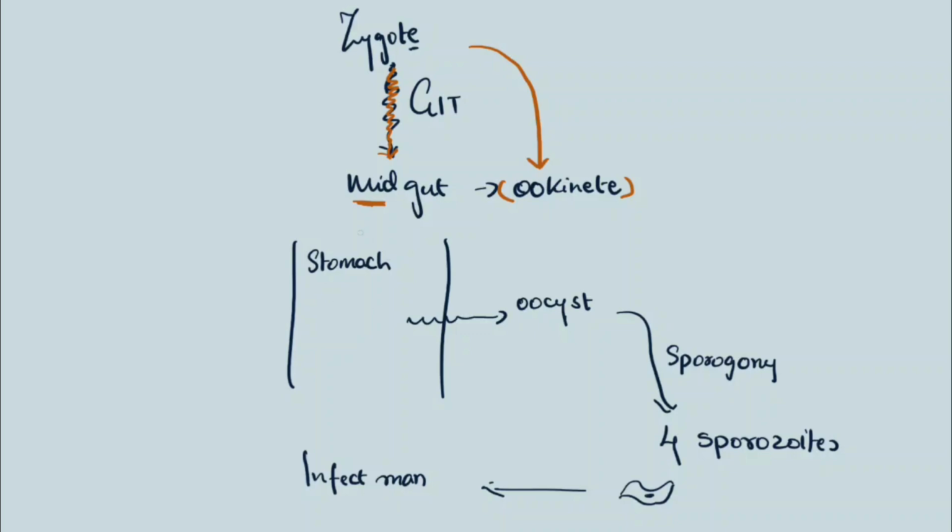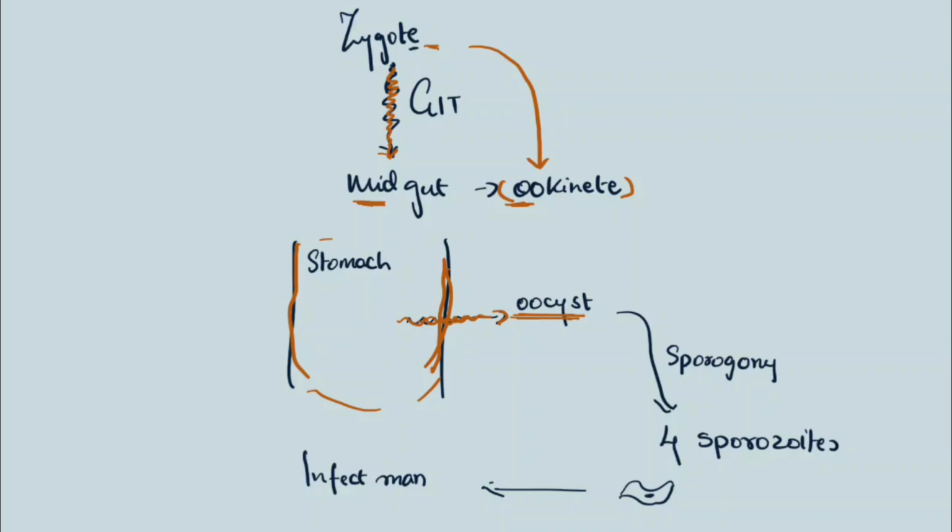Now, let's say it's in the gut, and this is your stomach over here. This is your stomach wall. As this ookinete is passing by the stomach wall, like passing out through the stomach wall, it converts into something called an oocyst. So you had your zygote first. At the midgut, it becomes an ookinete, and as it's passing out the stomach wall, it's converted into an oocyst.